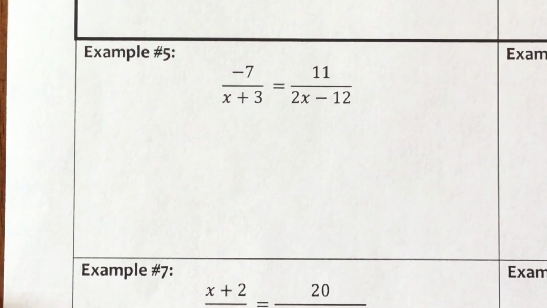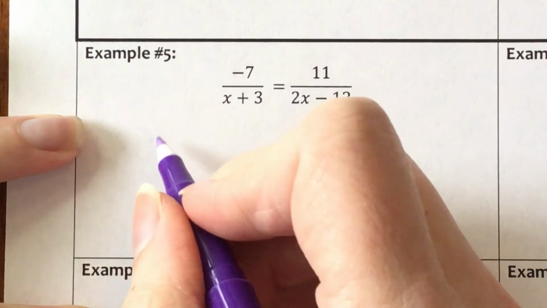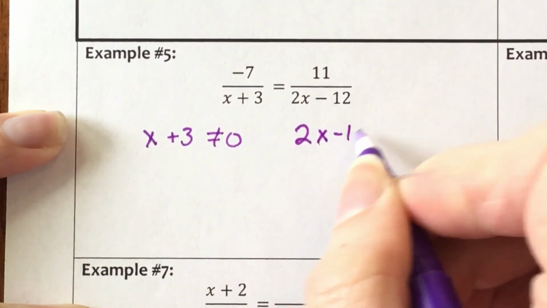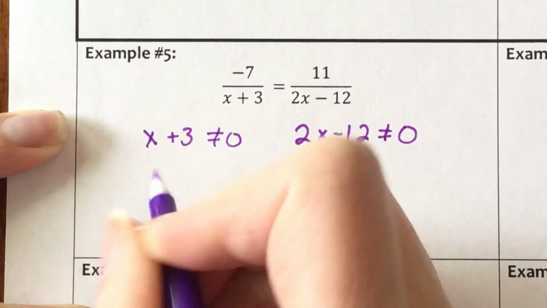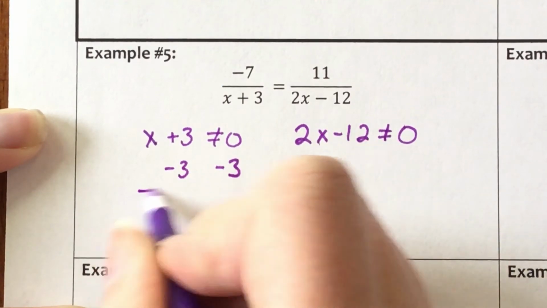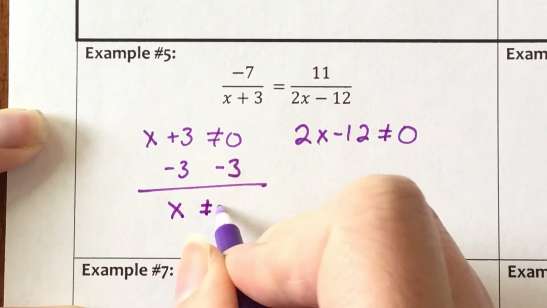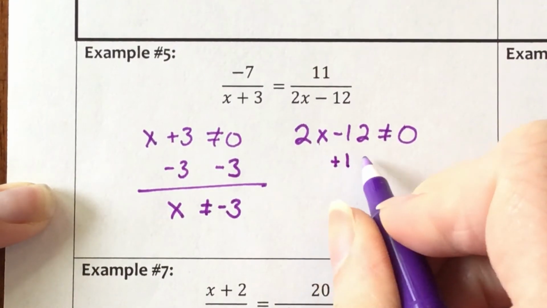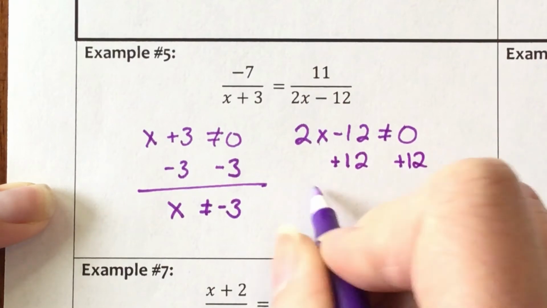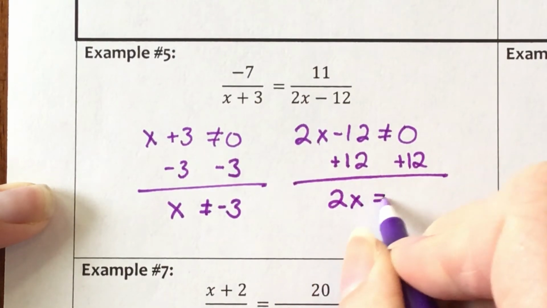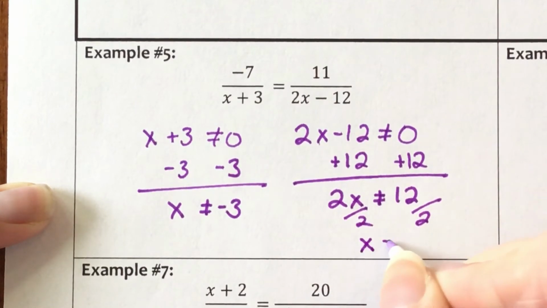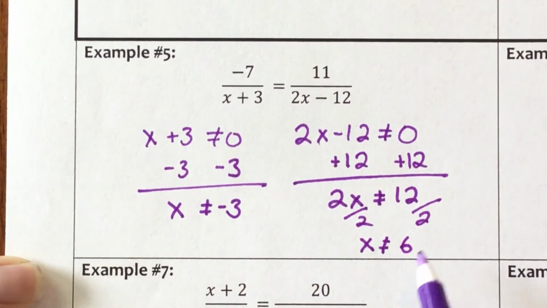Number 5. X plus 3 does not equal 0. 2x minus 12 does not equal 0. Subtract 3, so x does not equal -3. Second problem, it is a two-step equation. So add 12, 2x does not equal 12. Divide by 2, x does not equal 6. So we did have to do 2 steps because there's a coefficient on that x.